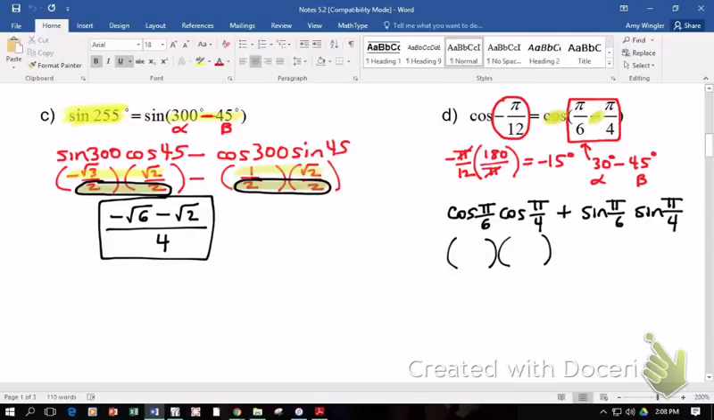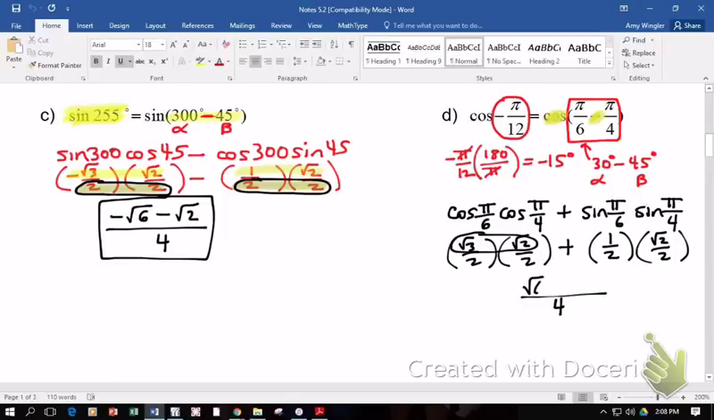Go to the unit circle, plug in all the values, and multiply everything together. So the cosine of pi over 6 is radical 3 over 2, the cosine of pi over 4 is radical 2 over 2, the sine of pi over 6 is 1/2, and the sine of pi over 4 is radical 2 over 2. Multiply your denominators together and you get a 4. Multiply your numerators together and you get radical 6 plus radical 2. And that's your final answer.